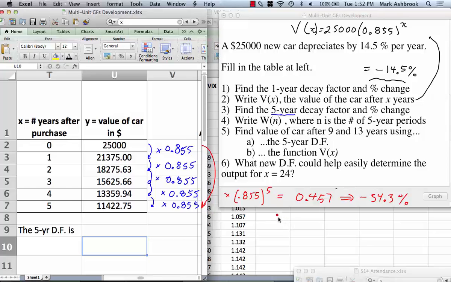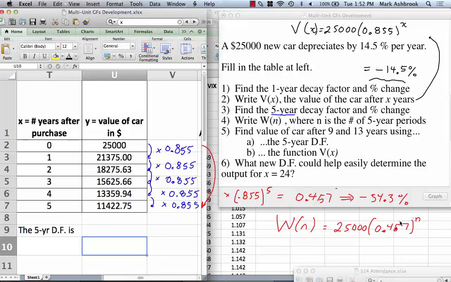Okay, so now if we wanted to write a function, now instead of the number of years, the number of 5-year periods, Wn. Patrick, did you get that? It would be Wn equals 25,000 times 0.457 to the power of x. What do you think about that? Does it work?